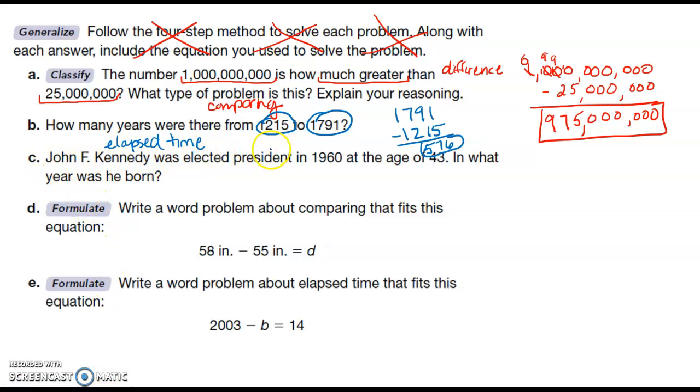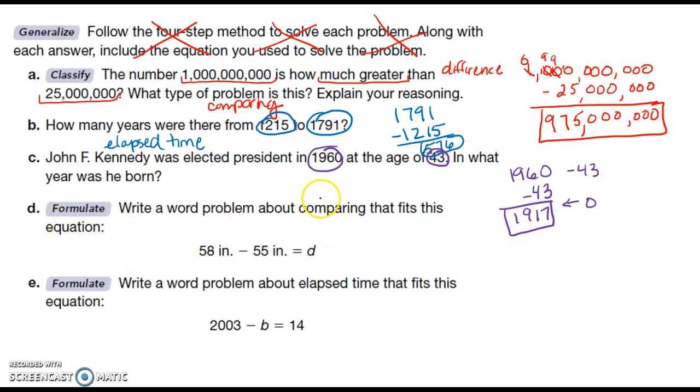C. John F. Kennedy was elected president in 1960 at the age of 43. In what year was he born? Okay. So this is interesting because in 1960 he was 43, and we want to know what year he was 0, right? The year he was born. So we're going to subtract 43 from this to find out what year he was born. So 1960 minus 43 is 1917. Wow, okay, cool.